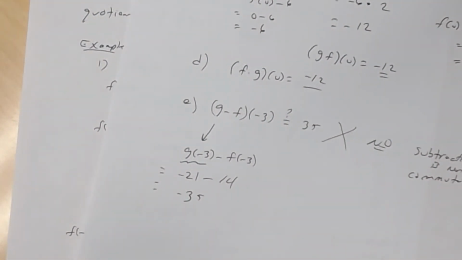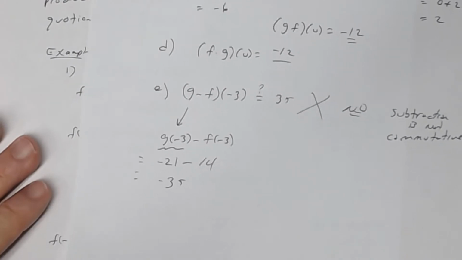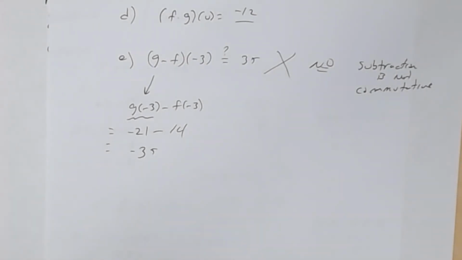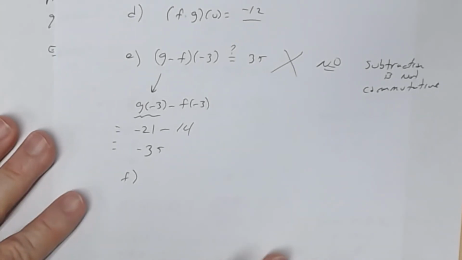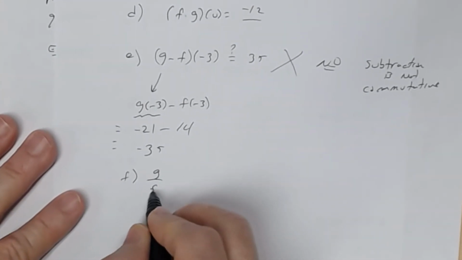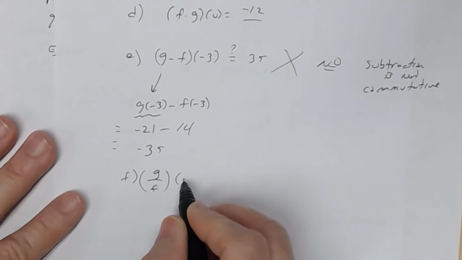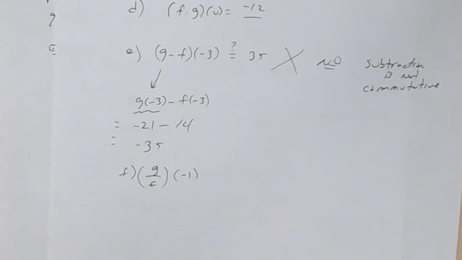Okay? All right, so they're opposites. All right, just wanted to bring that up. All right, let's do division. Let's suppose I want to find g divided by f at, let's say, negative 1. G divided by f at negative 1.